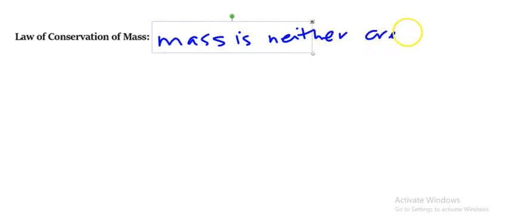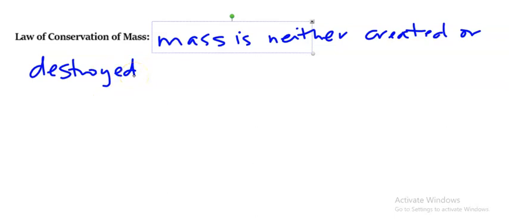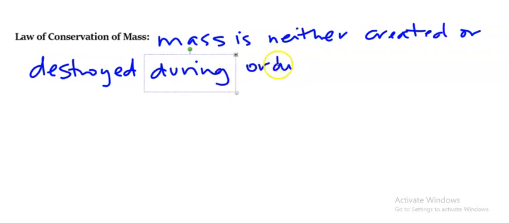Like gravity is a law, right? If I drop something, it will fall. So the law of conservation of mass, conservation means it stays the same or is conserved. This states that mass is neither created or destroyed. It is just rearranged. So more specifically, mass is neither created nor destroyed during ordinary chemical reactions.